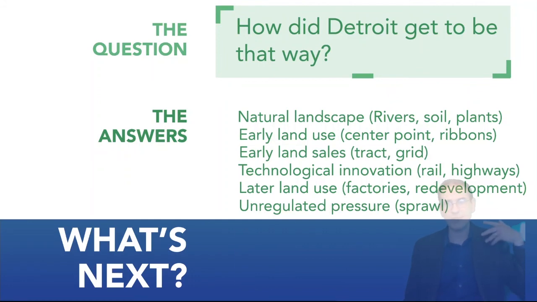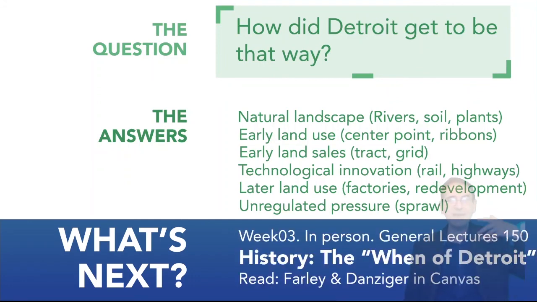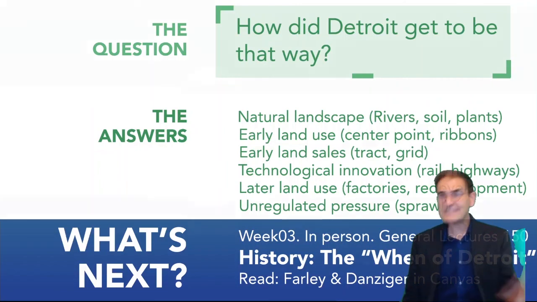We are now in week 2, but we're going to be moving into week 3. So in week 3, we're going to be meeting in person in General Lectures 150, some of you at 10:30 a.m., some of you at 2:30 p.m. We're going to be talking about the history of Detroit, the when of the city, really from the first human settlements through about 1900. And I'm going to ask you to read the Farley and Danziger reading in Canvas, which is a fairly statistical but still pretty interesting discussion of how the city emerged, building on some of the things we've talked about, but talking not so much about the physical geography as the human geography, who the people who came were, what they did here.